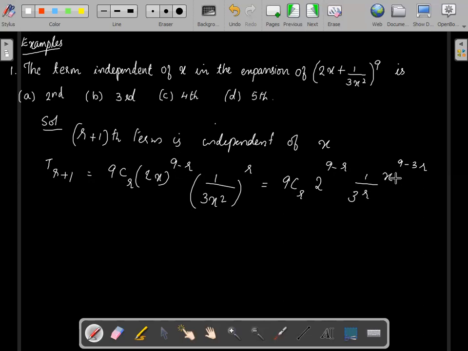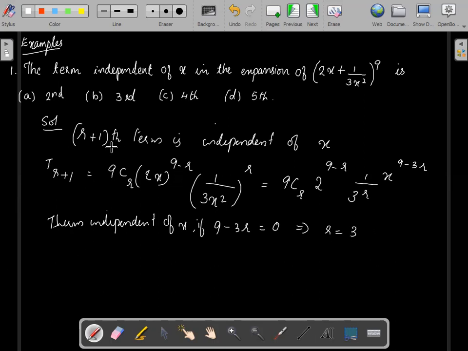Now, term independent of x means it will be the constant term. അപ്പോൾ എക്സിൻ്റെ പവർ 0 ആകണം, എന്നാലേ ഇൻഡിപെൻഡൻറ്റ് ഓഫ് എക്സ് ആകത്തുള്ളൂ. ഇവിടെ എക്സിൻ്റെ പവർ വന്നിരിക്കുക 9 മൈനസ് 3r ആണ്. Therefore, term independent of x only if 9 minus 3r, the power of x, is 0. That implies r is equal to 3.